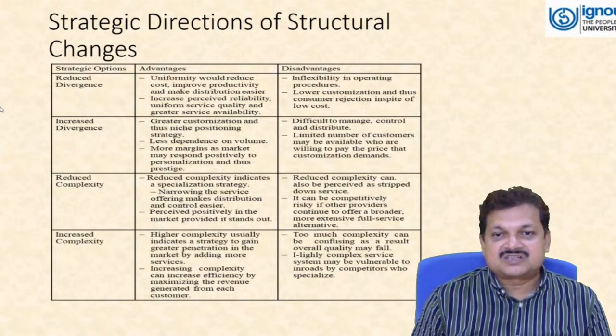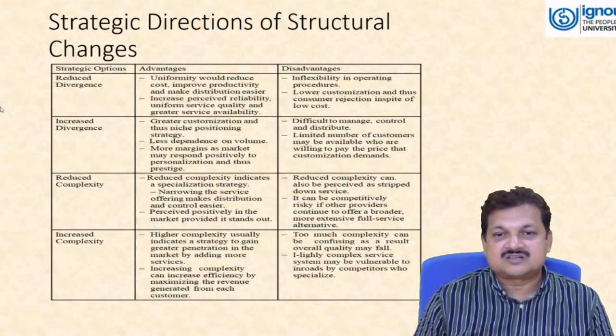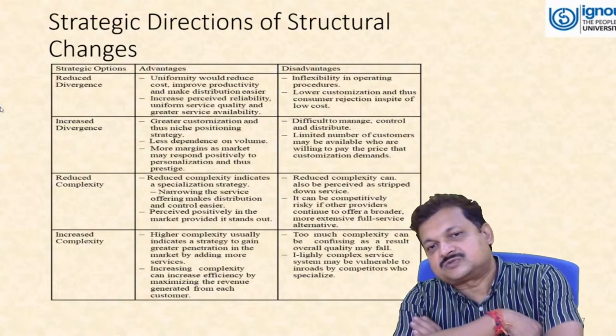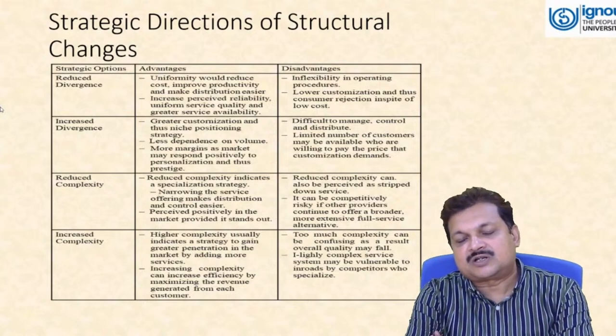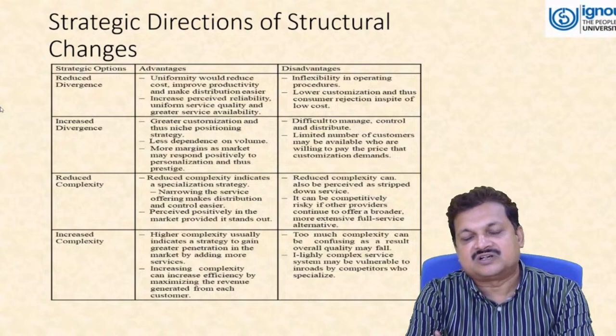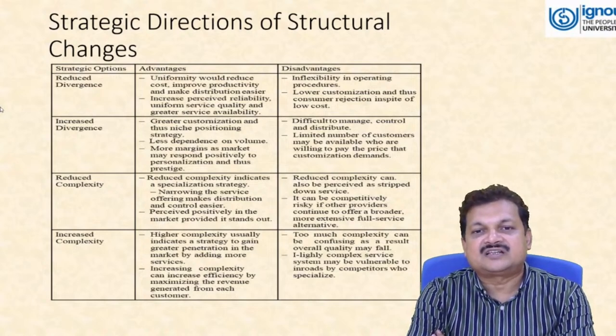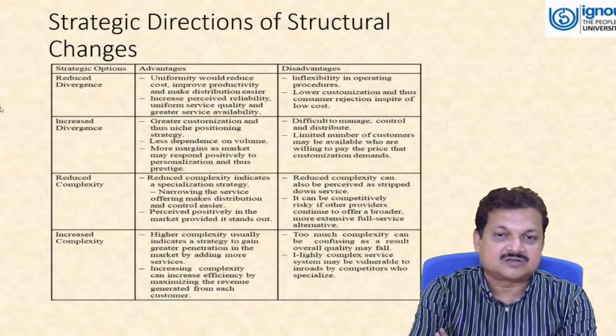Too much complexity can be confusing, and as a result overall quantity may fall. So if I talk about specialist doctors, unless the customer requires that particular division or there is a service requirement, people may not go to attend that doctor. That's the kind of thing that will happen.